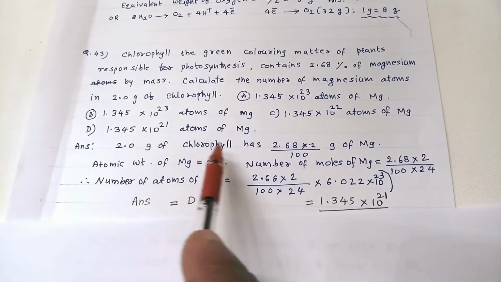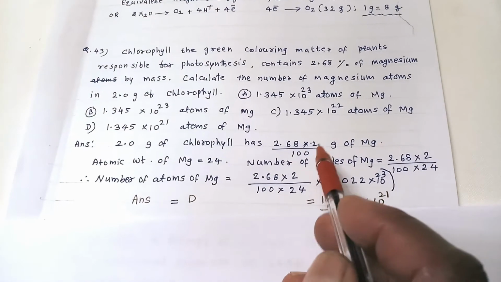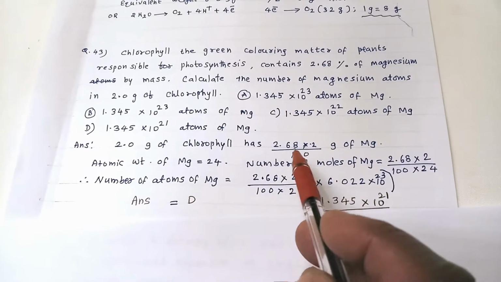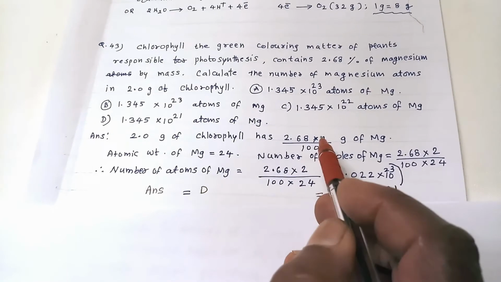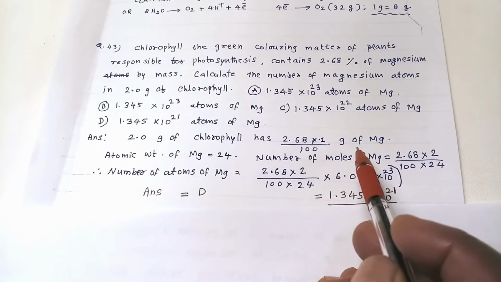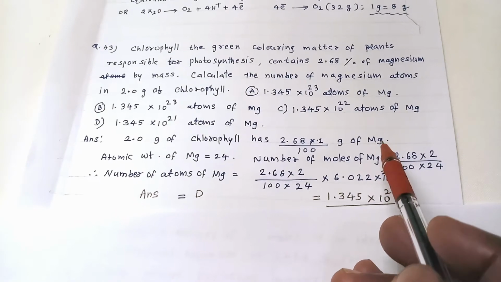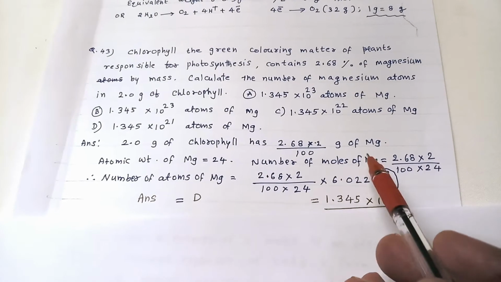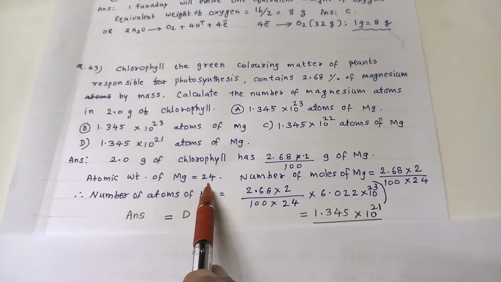So 2 grams of chlorophyll has 2.68 into 2 by 100, since he is telling 2 grams. So 2.68 into 2 by 100 gives the grams of magnesium. Then we have to convert into number of moles. The atomic weight of magnesium is 24.